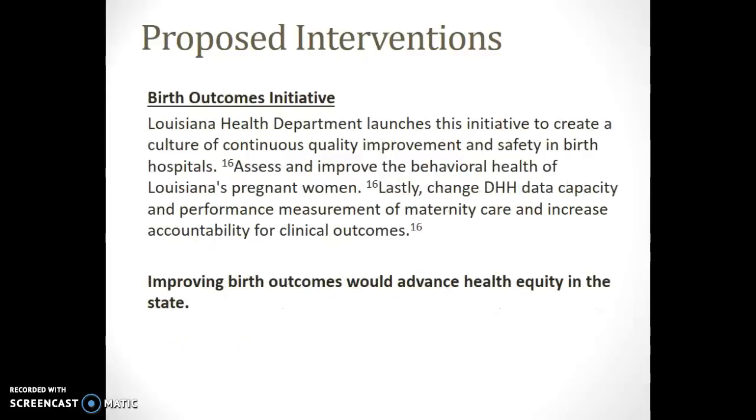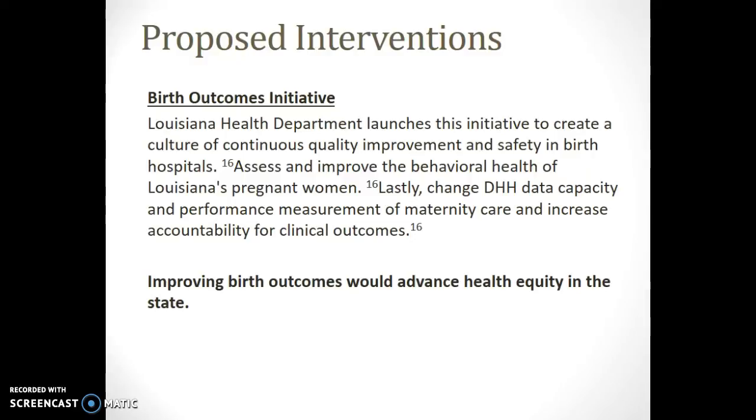The Birth Outcomes Initiative is with the Louisiana Health Department to launch a culture of continuous quality improvement and safety in birth hospitals, and assess and improve the behavioral health of Louisiana pregnant women. Lastly, it would change DHH data capacity and performance measurement of maternity care and increase accountability for clinical outcomes. So this is a great program to just try to change the whole process of women in Louisiana who are giving birth.